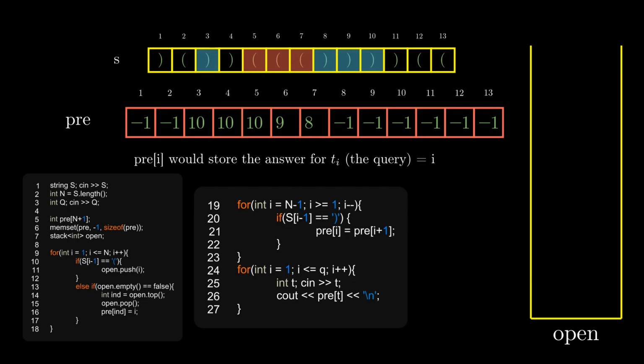Now we need to assign pre of each closing bracket's index to pre of the next valid opening bracket's index. So what we can do is iterate in reverse from n minus 1 to 1 and assign pre of i as pre of i plus 1. In that way, all closing bracket indices will have the value at the next valid opening bracket's index. And then finally, to answer our queries, we just print the value of pre of t. So that was the code. The time complexity of this code is O of n plus q, n to build our pre-array and q to answer the queries.